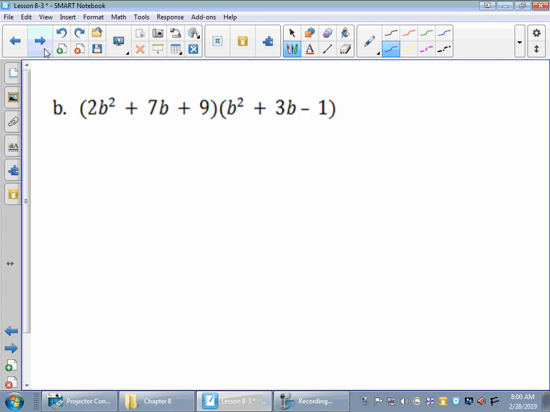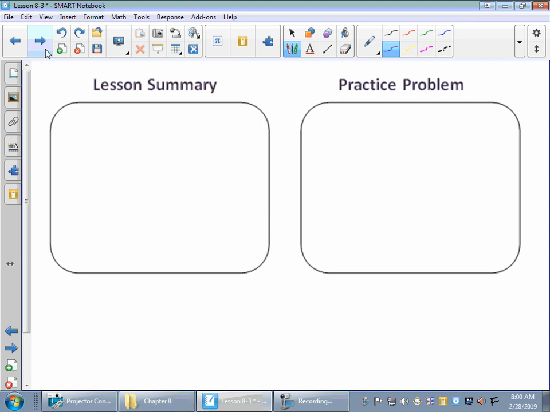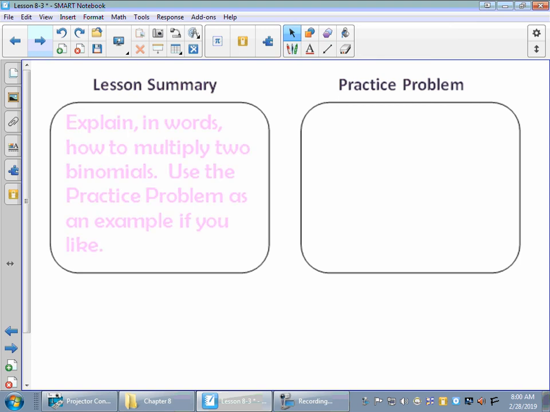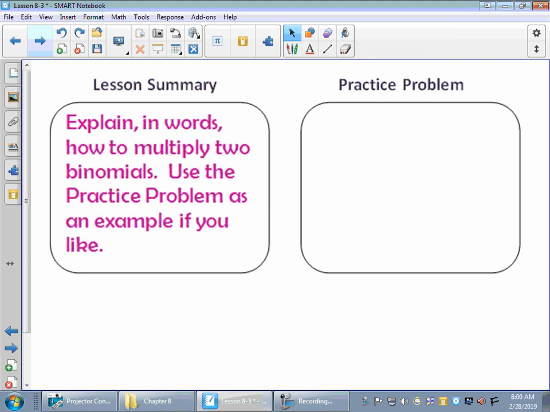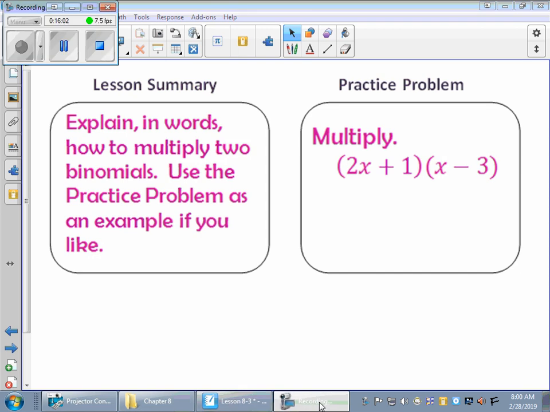Okay, we can skip these, and that takes us to the lesson summary. So, explain in your own words how to multiply 2 binomials. Use the practice problem as an example if you like. Sometimes it's hard to explain how to do FOIL without actual numbers and letters, so you can use this problem over here in your lesson summary to explain how to do it. And then here is the practice problem, solve that using FOIL or distributive, drawing your lines, whatever you need to do. Okay, so that is that section.